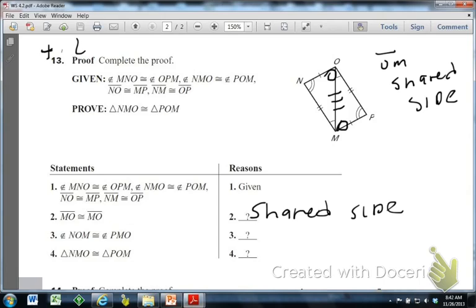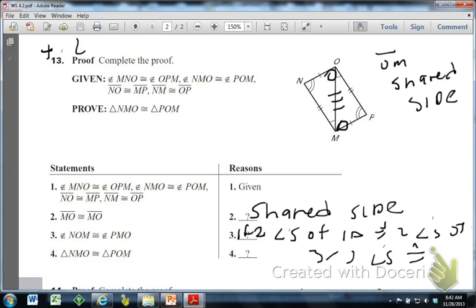Then why is it that angle NOM in line 3, statement 3, angle NOM is congruent to angle PMO? Well, we said that those are congruent because of the third angle theorem. Now, you can write third angle theorem if you like, but I like to say if 2 angles of one triangle are congruent to 2 angles of the other, the third angles are congruent, which is, of course, the third angle theorem. So if you write third angle theorem, I won't mark that wrong.